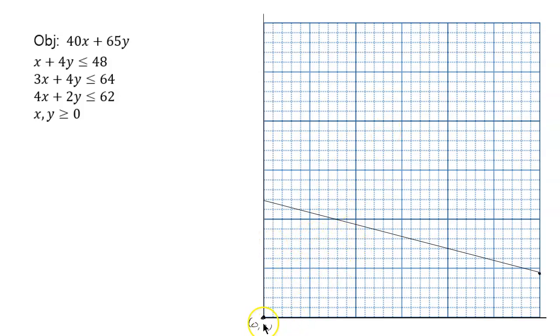Sometimes 0, 0 happens to be on the line itself. Then 0, 0 is not good for figuring out which side is the inequality shading. In that case, you have to use 1, 0 or 0, 1 to figure it out. Okay, so let's plug in 0, 0 here. If you plug in 0 into x and also 0 into y, that will be 0 plus 4 times 0, which is 0. And that is indeed less or equal to 48. So that's a check. That means the area containing this point will be the shaded region for this inequality.